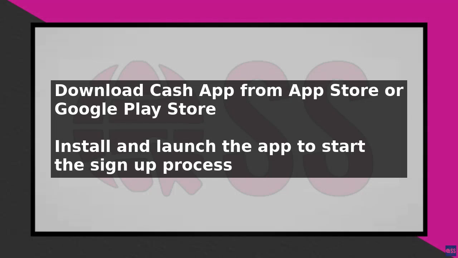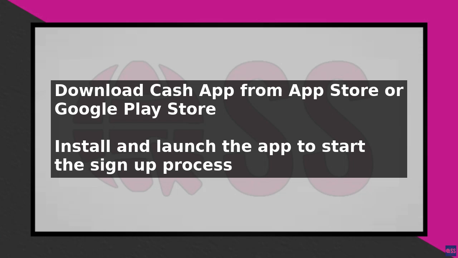To create a Cash App account, start by downloading the Cash App from the App Store or Google Play Store. Once the app is installed, tap Open to launch it. You will be prompted to enter your phone number or email address to sign up. Choose one and enter the required information.